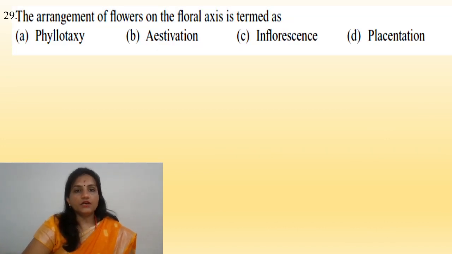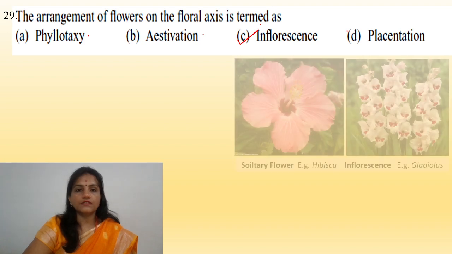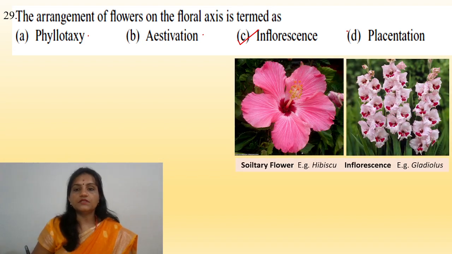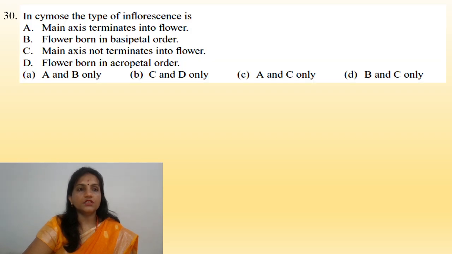The arrangement of flowers on the floral axis is termed as, so it is not phyllotaxy. Phyllotaxy refers to the arrangement of leaves. Estivation we'll discuss in the coming sessions. Placentation also we'll discuss in the coming sessions. So it is inflorescence. Hibiscus is a solitary flower. For inflorescence, you can take the example of gladiolus. So option C. Let's go for the 30th question.